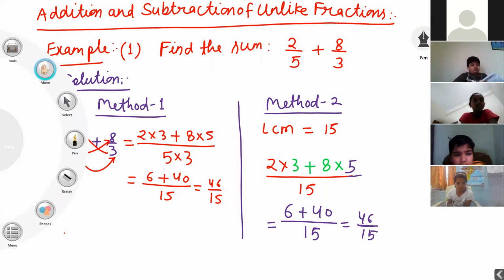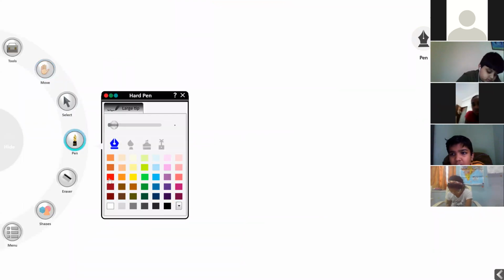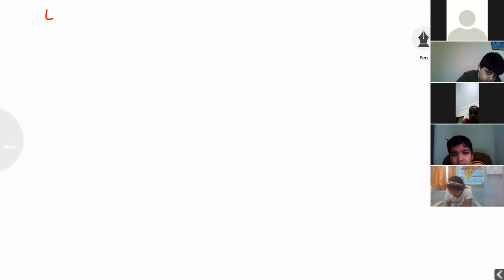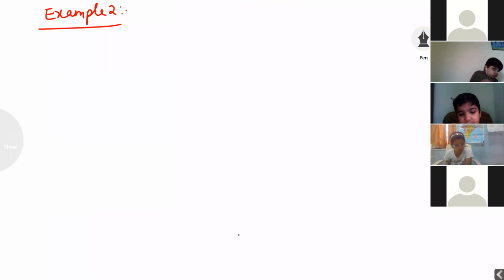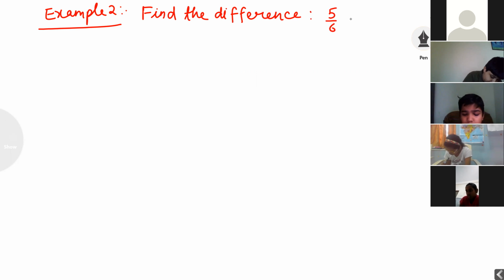Example 2. Find the difference: 5 by 6 minus 3 by 4.